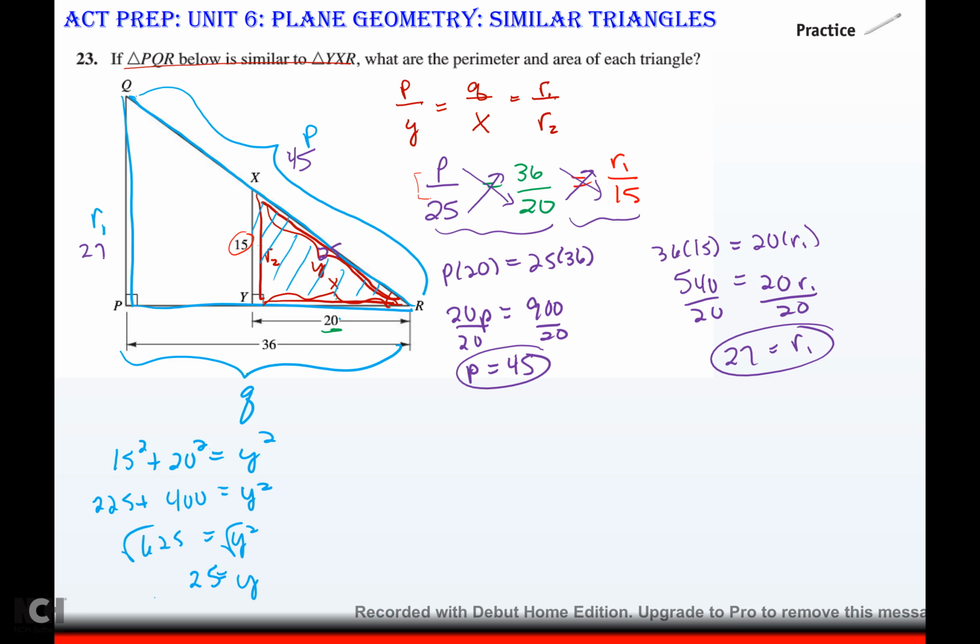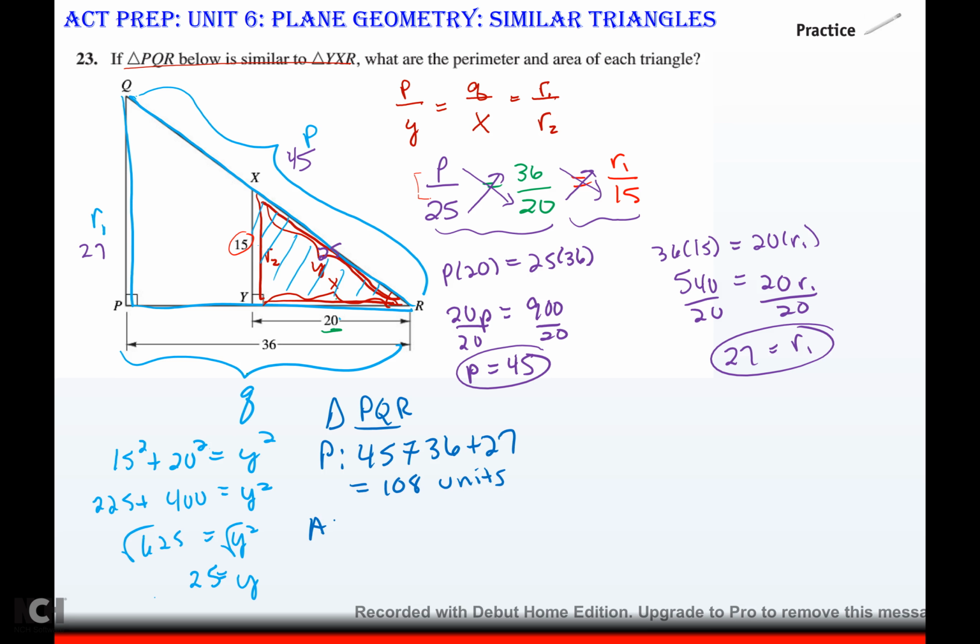Okay, so now I've got all my sides. They want perimeter and area. Well, if I start with triangle PQR, the big triangle, my perimeter is going to be P is 45, Q is 36, and little r is 27. And that gives me a perimeter of 108 units.